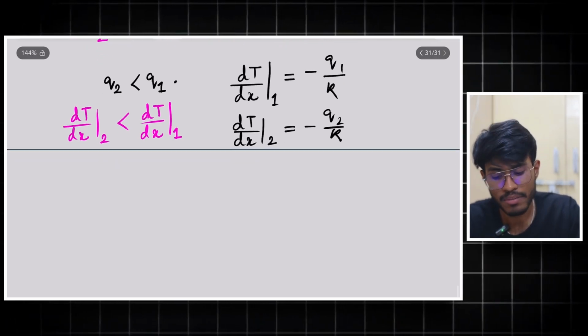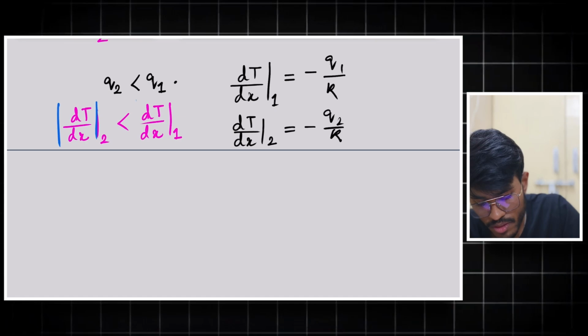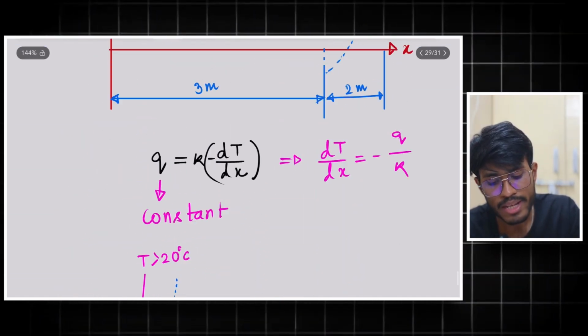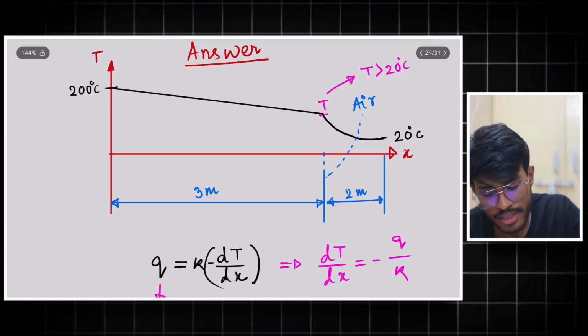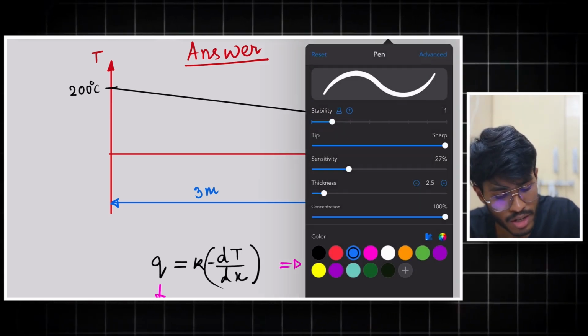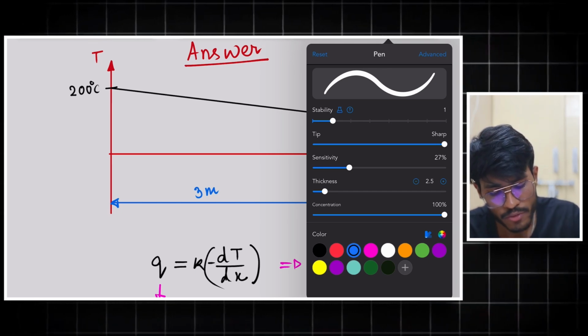So actually I need the mod, so I will take the mod here. That means my slope will be lesser. So my slope will be lesser. I will draw it with a different color. So maybe with blue. Let me draw it with blue.